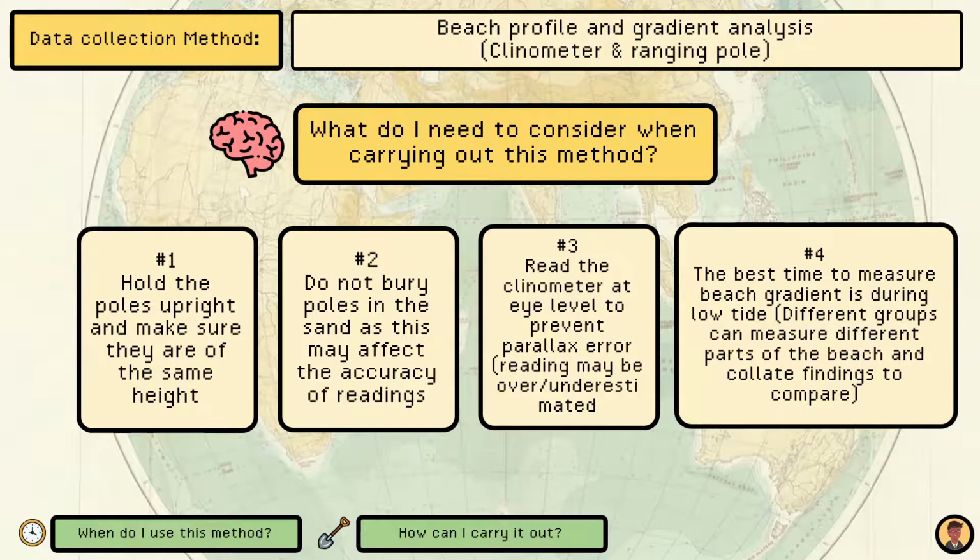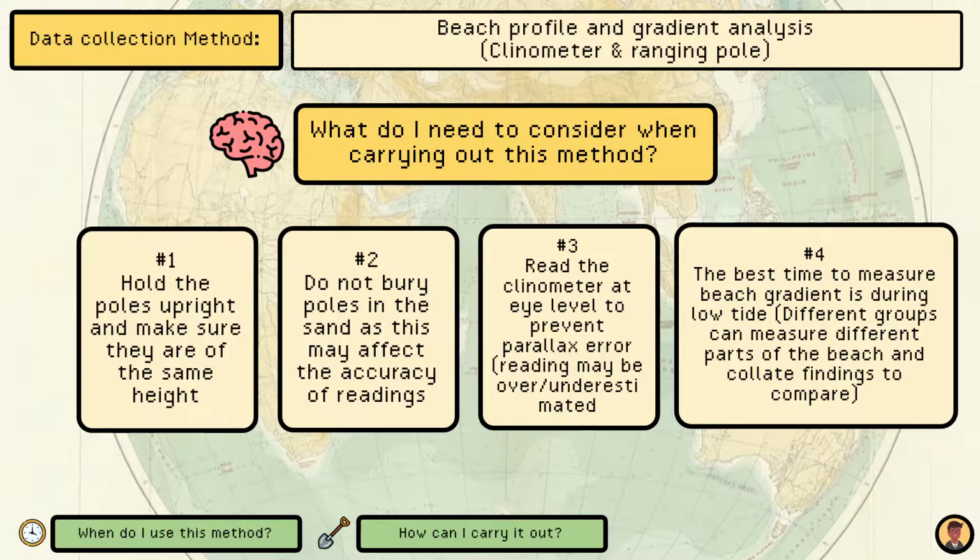Thirdly, read the clinometer at eye level to prevent parallax error. When you read it from the top or from the bottom and not at eye level, you may over- or underestimate the angle, and this also results in an inaccurate reading. Remember, we want accurate readings, we want good data.